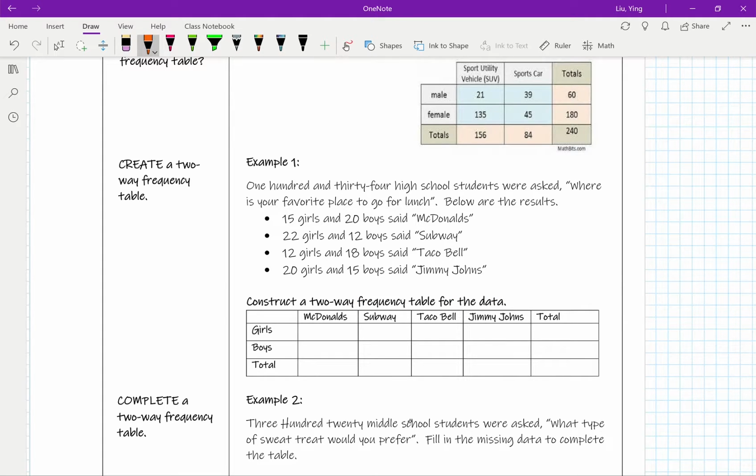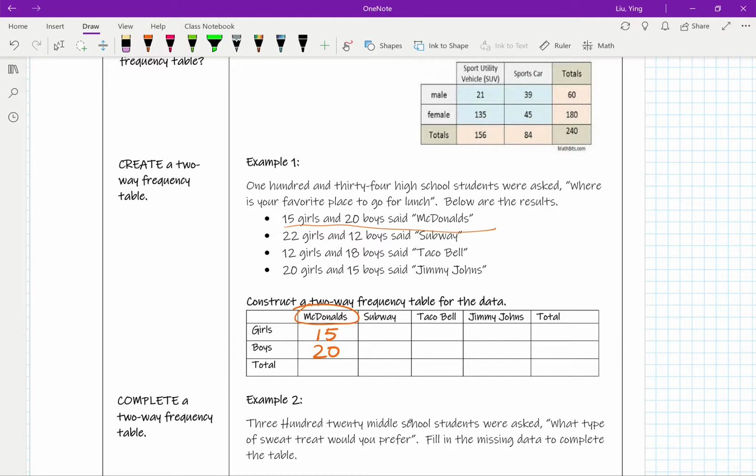So first let's find out how to put the first statement in here. It says 15 girls and 20 boys at McDonald's. So we're going to find in the table where McDonald's is. Okay, so it's this first column. In this first column, 15 are girls, right? And then 20 are boys. So that's how we fill it out.